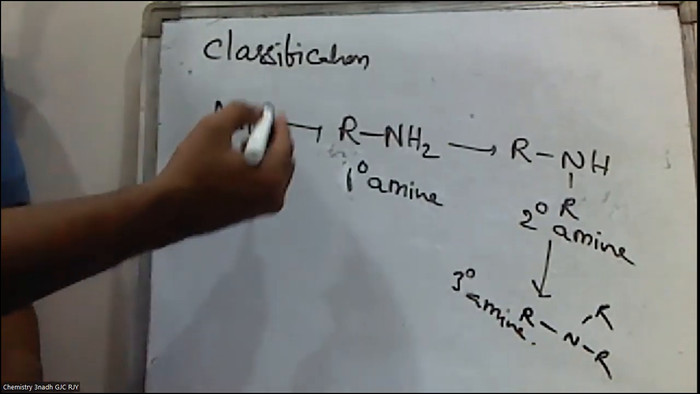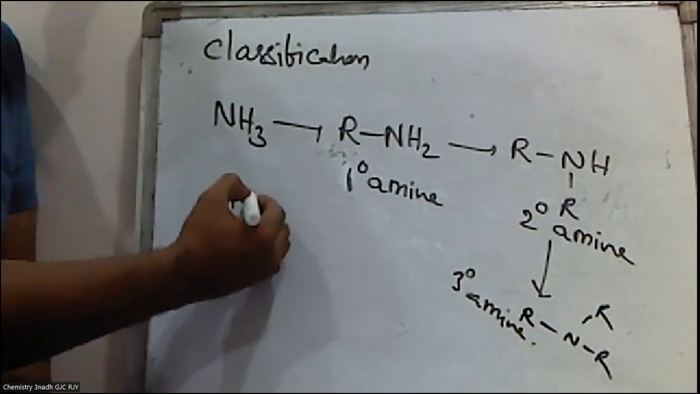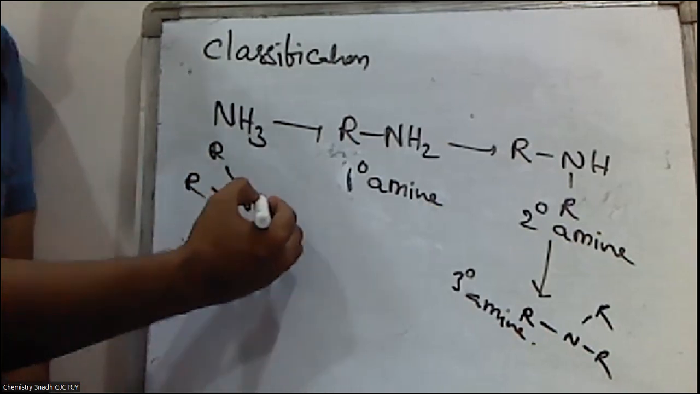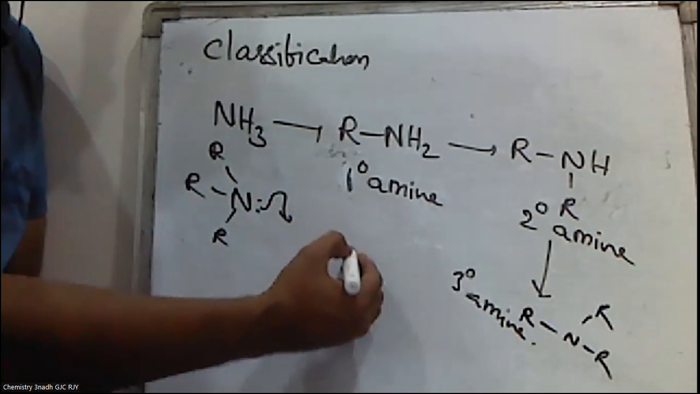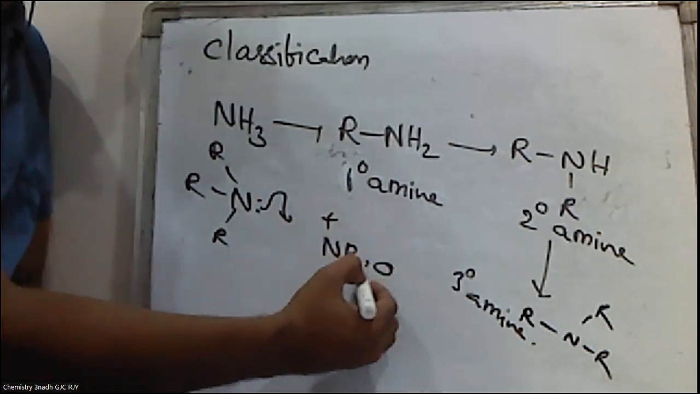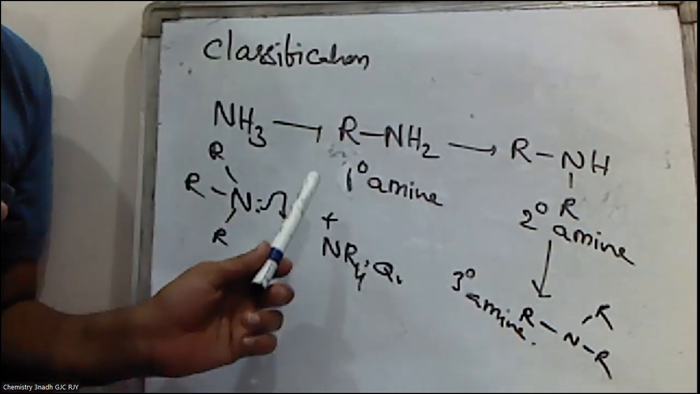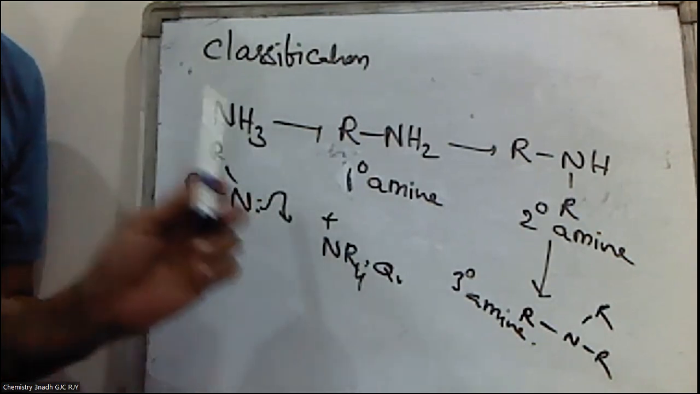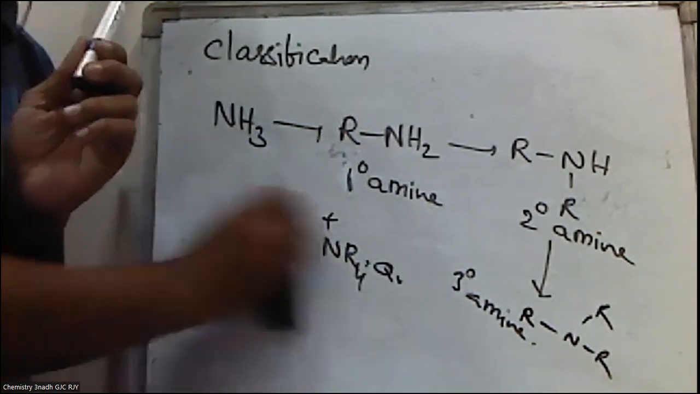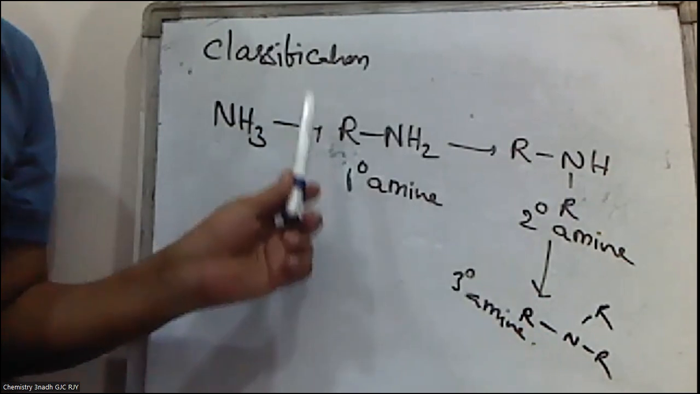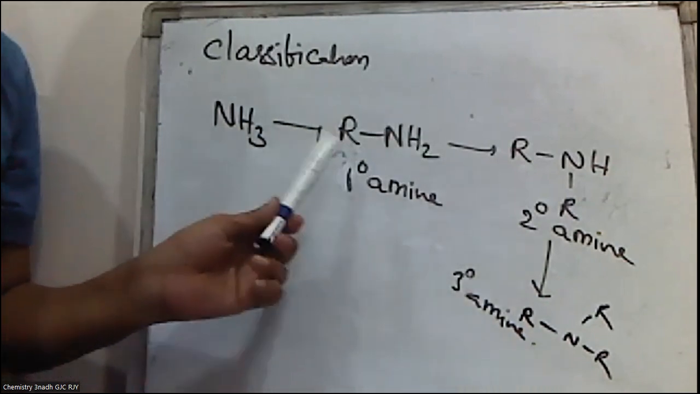And there is one more possibility. We know that nitrogen has a lone pair of electrons. If it donates this lone pair, it forms NR4+. This is called a quaternary ammonium salt. So amines are classified into primary, secondary, and tertiary amines based on the number of hydrogen atoms in ammonia that are replaced with alkyl or aryl groups.